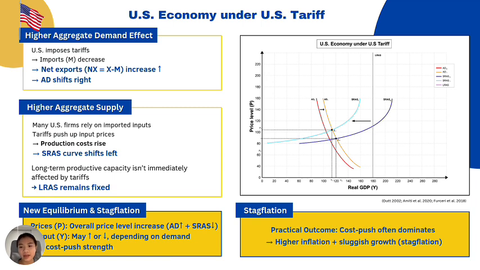The combined effect of a rightward aggregate demand shift and a leftward short-run aggregate supply shift creates a new equilibrium with higher price levels. In this scenario, US real GDP ultimately declines because the supply shock outweighs the demand boost, resulting in stagflation.